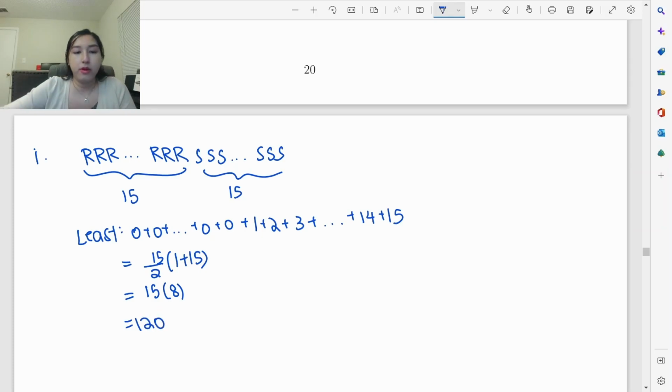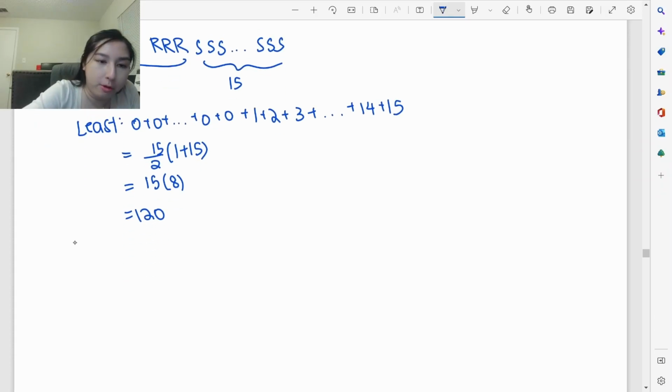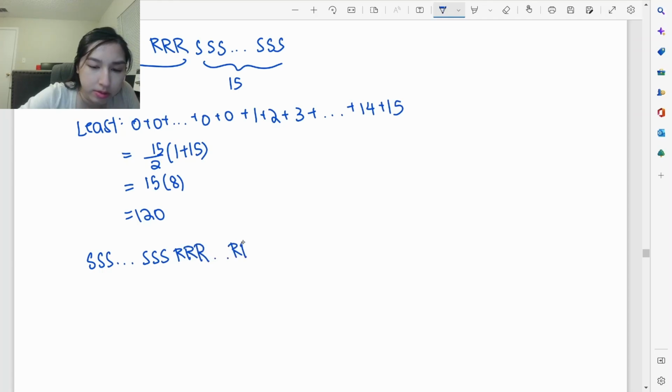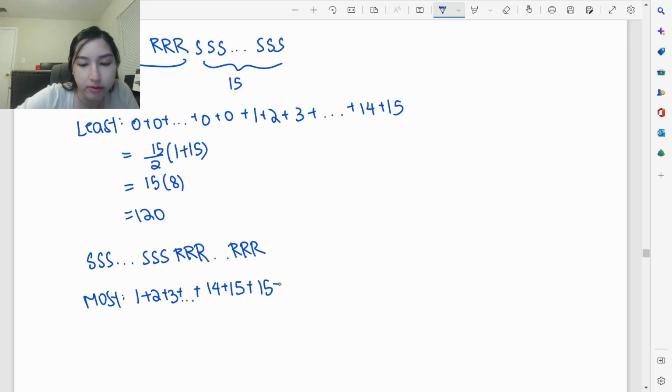Whereas the most would be if you put sunny first and then rainy. So that would be 1 plus 2 plus 3 all the way to 15 first, and then we add 15, 15 times.